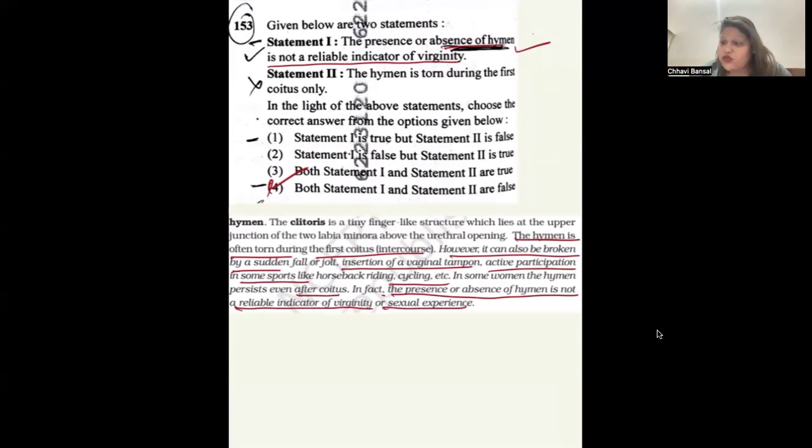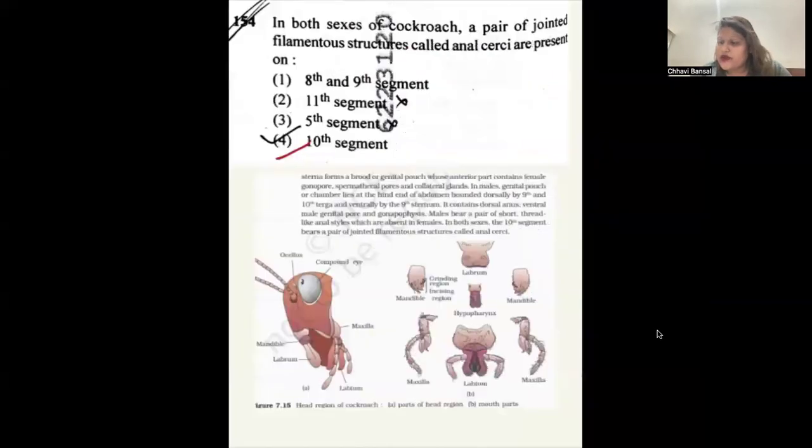Let's read the statement 2. The hymen is torn during the first intercourse only. It's not only, it is often torn, but it's not the only reason by which the hymen can be torn or broken down, right? So it means statement 1 is correct, but statement 2 is incorrect. Therefore, our answer would be option 1. The statement 1 is true, but statement 2 is false. Clear? Let's go to the next question.